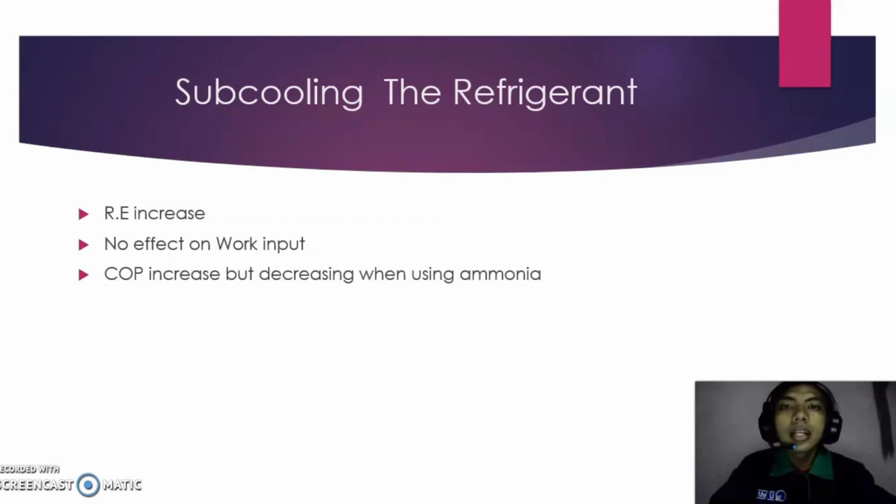And lastly, the subcooling of the refrigerant. The refrigerant effect will also increase, but it has no effect on the work input. The COP will increase, but it will decrease when using ammonia as the refrigerant.